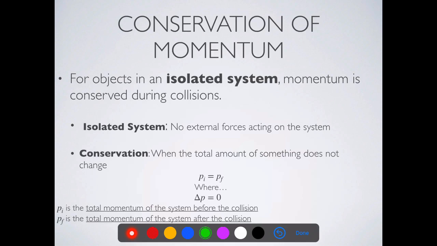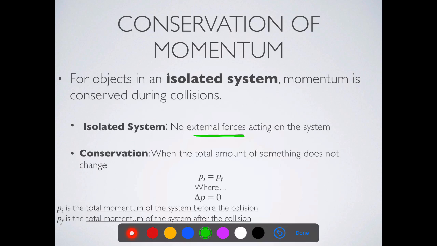during collisions. All right, so let's talk about some things that we said in here. An isolated system simply means that no external forces are acting on the system. Everything is inside of the system. There's no outside forces. And that could be friction, that could be air resistance. There's nothing that's going to be, in a way, taking momentum away.